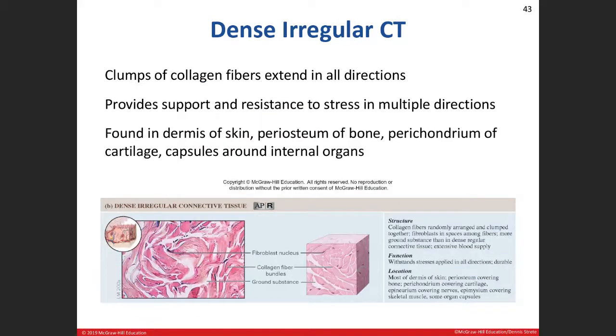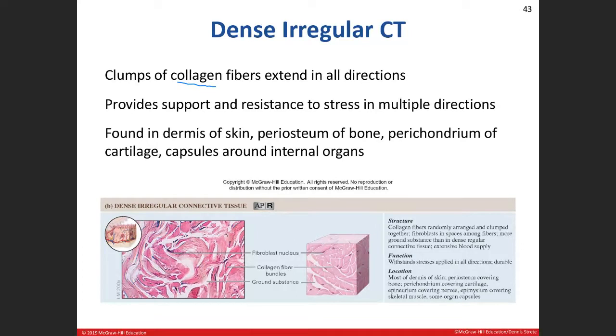Okay. The next type of dense connective tissue is dense irregular connective tissue. Now this one here, again, the predominant protein type is going to be collagen, except instead of it being laid down nice and evenly and parallel and uniformly, this collagen is clumped together, okay, which is good and bad. It's good because it gives a little bit more room for ground substance. So this type of connective tissue will have a little bit more vascularity than dense regular connective tissue, okay.